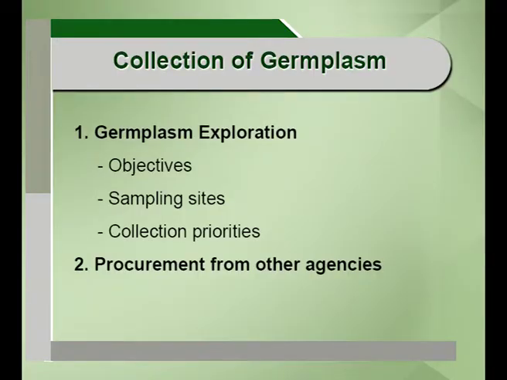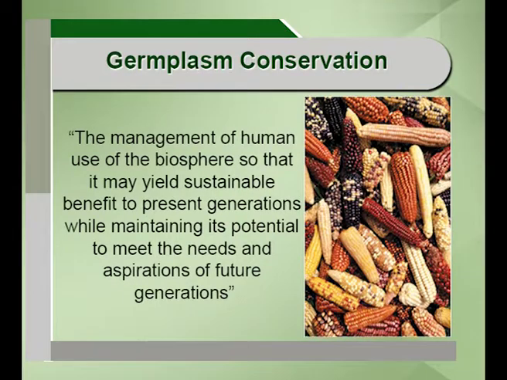Second way of collecting the germplasm is procurement. I told you that we can procure the germplasm either from the research institutes or individuals or a local organization. They may have the resources, and from those people we can collect the germplasm. I wanted to stress one important point: this collection of germplasm is a prime exercise for conservation of germplasm. And next, second step is the germplasm conservation.